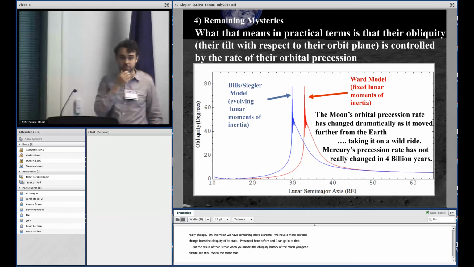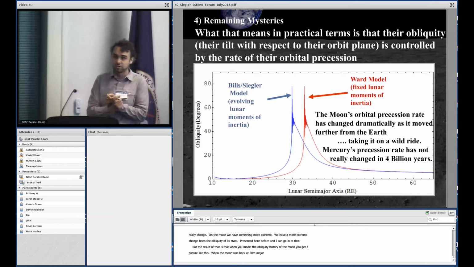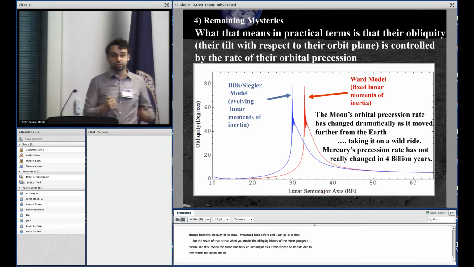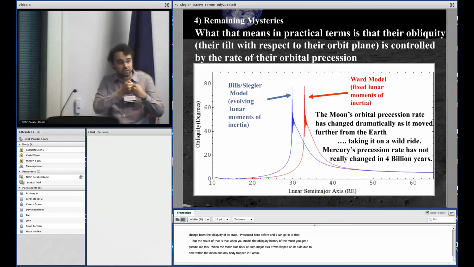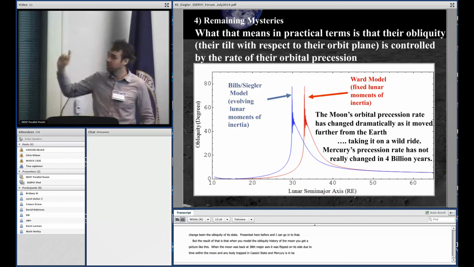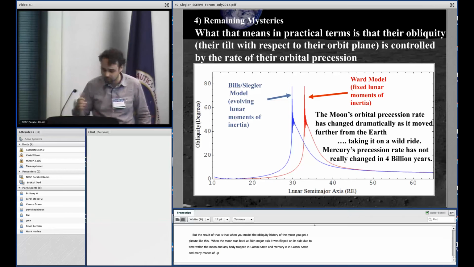And any body trapped in a Cassini state, and Mercury is essentially in a Cassini state, many of the moons of Jupiter are in a Cassini state. It's actually a common occurrence, but the weird thing that the moon has had is that it's tidally evolved out. And so its precession rates have changed and caused it to go through this large obliquity transition.